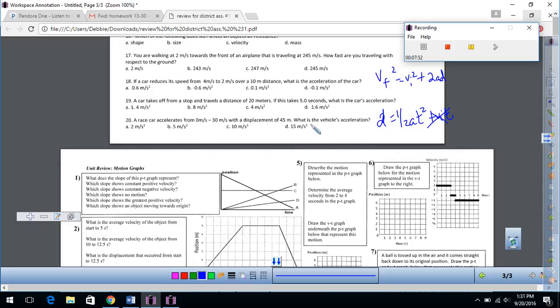Okay, so same thing here as that equation. Vf squared equals Vi squared plus 2AD, where Vi is 0. You know this is 30. You know this distance is 45 meters. Find your acceleration. Okay. All right.